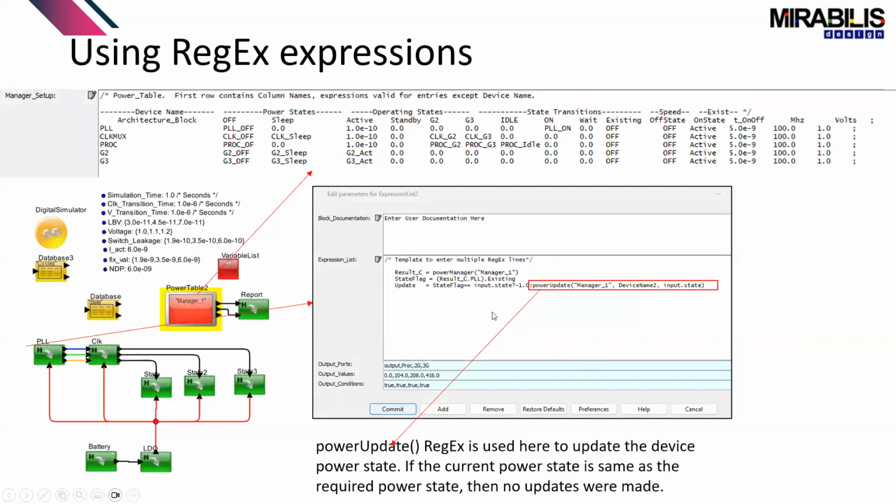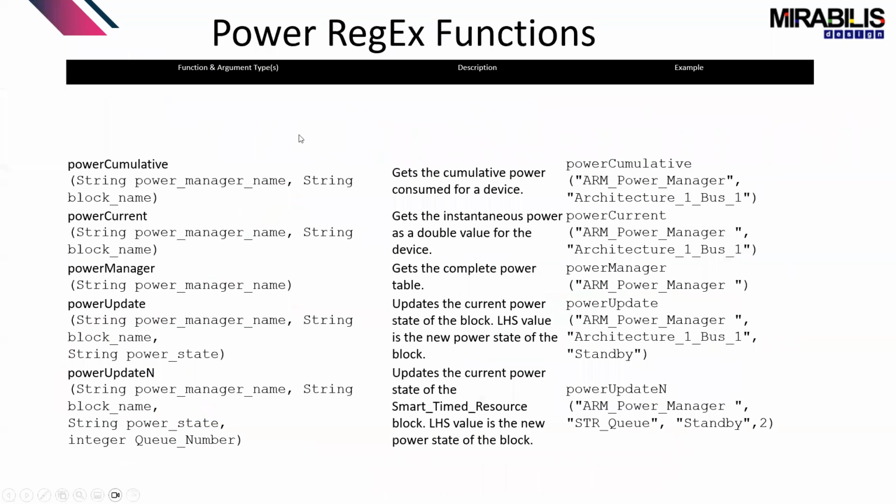We can also see here that it is based on a condition. If the current power state is the same as the required power state, then no power update is done. If it is not the same, then we make the power update to transition the device into the required power state. And here we have a list of a few power regex functions which can be used in the VisualSim platform to get increased functionality.